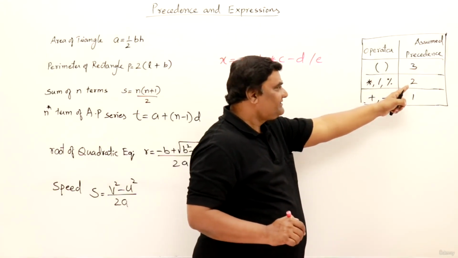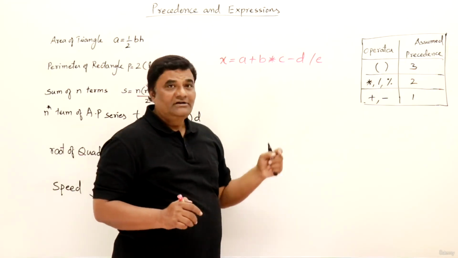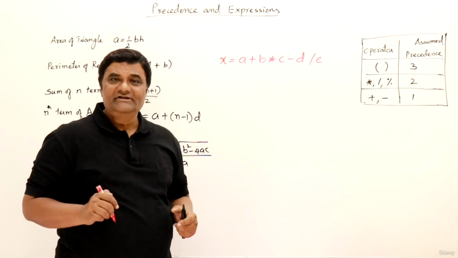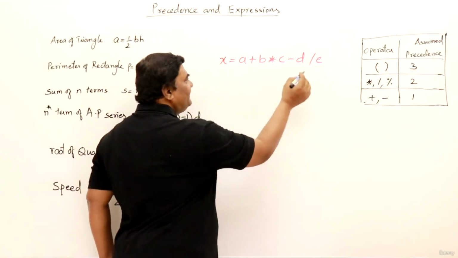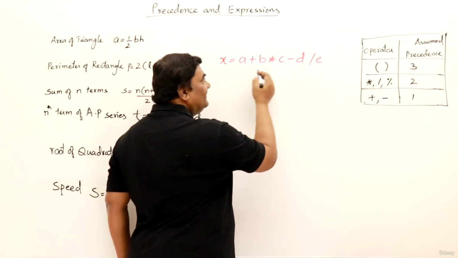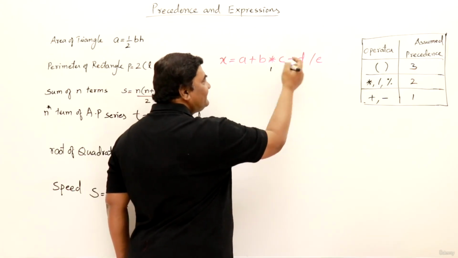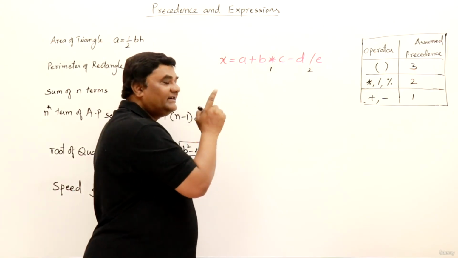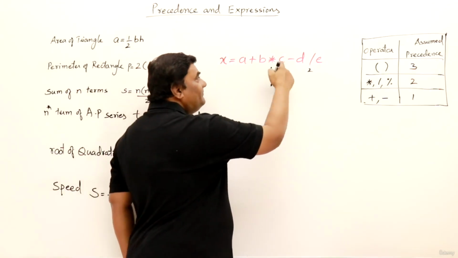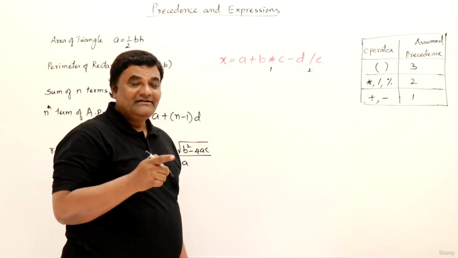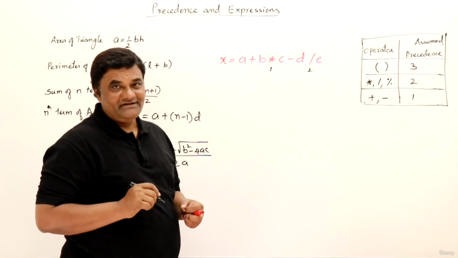Now who has higher precedence? Multiplication and division have higher precedence. In this expression, multiplication is there, and division is also there. Then which one will get executed first? It goes from the left-hand side, left to right. So the first one executed is this one, and next is this one. First it will multiply, then it will divide. It means B and C will get multiplied, then D divided by E. This is how they are executed.